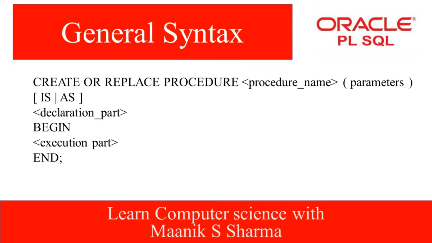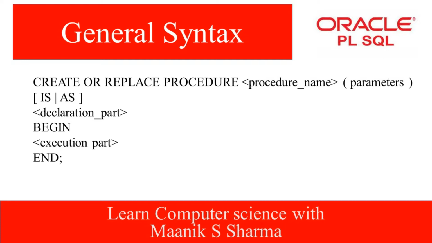The general syntax of the procedure is: create or replace procedure, procedure name, parameters, IS or AS, we need to use IS or AS, declaration, BEGIN, execution part. The statements of the execution block need to be placed in between BEGIN and END. At the end, we need to put a semicolon. It needs to be noted that in general, there are two different categories of procedures: procedures with argument and procedures without argument. In the practical implementation, we will learn how to create and execute a procedure with and without arguments.